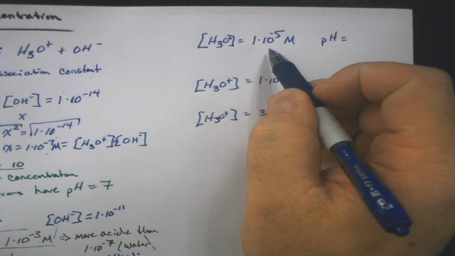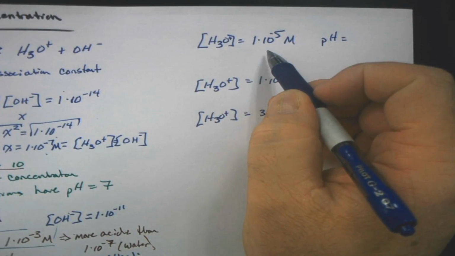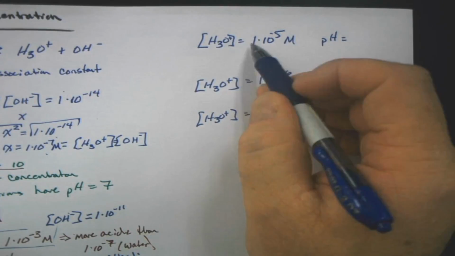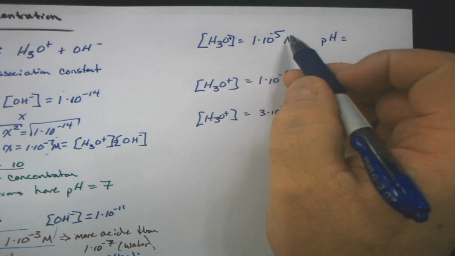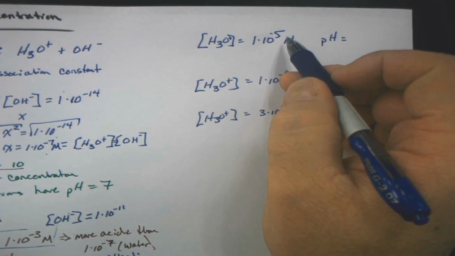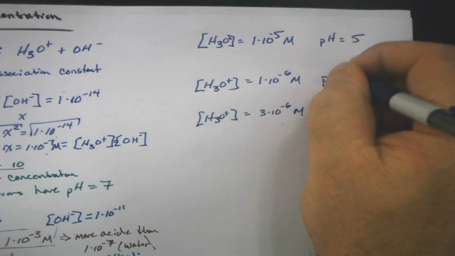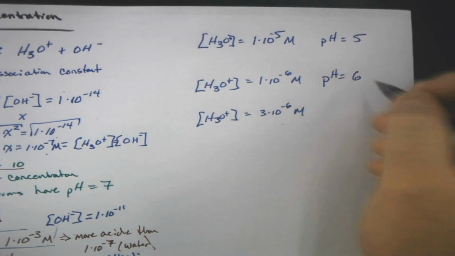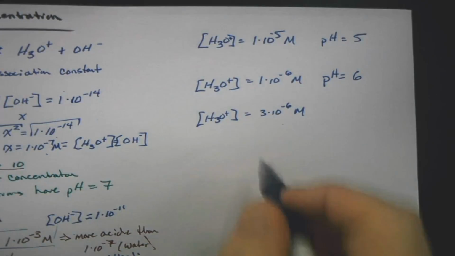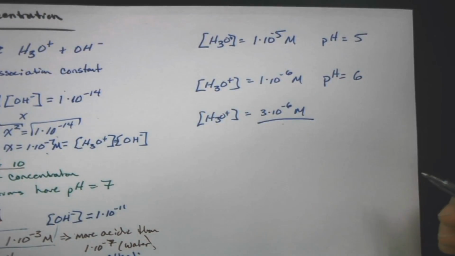No, the pH of this. Don't overthink it. What's the exponent? It should be 5. Okay, the pH of this one would be 6. Here's my question. Here's the third solution.